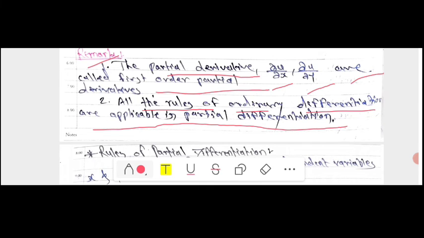Whatever rules are defined for the ordinary derivative, that is, the derivative found when the function contains only one independent variable, such a derivative is called an ordinary derivative. All those rules are applicable in partial differentiation. So in the next lecture we will see some rules for partial differentiation.